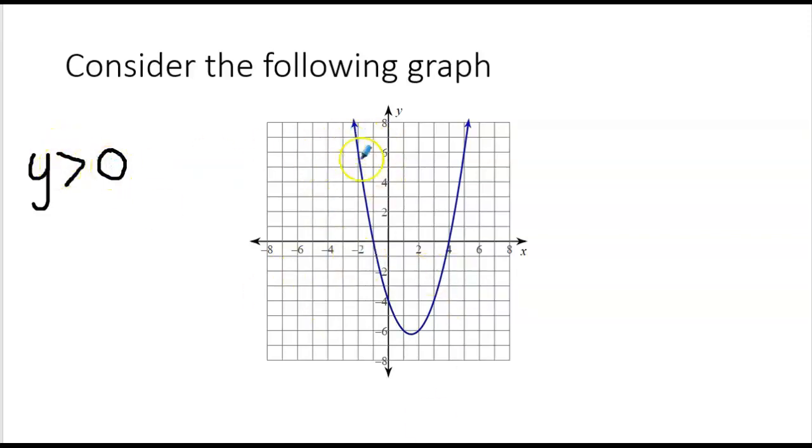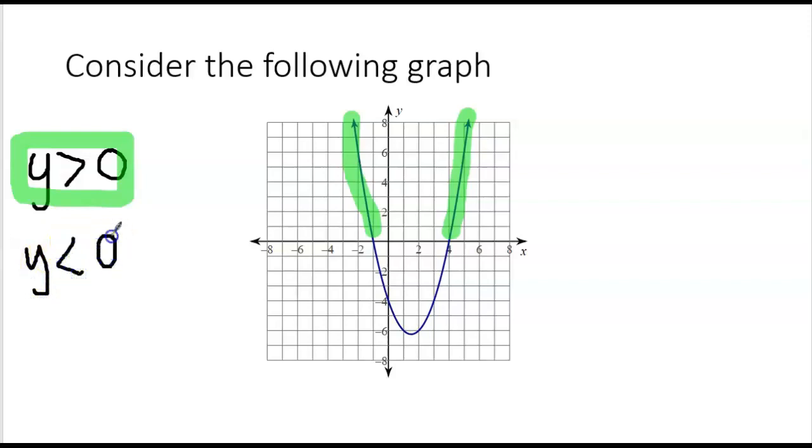Well, y is based on this vertical axis, right? Greater than 0 means positive. So all these points up here are places where y is positive. And all these points up here are places where y is positive. So I'll go ahead and highlight that in green. And so not surprisingly then, if I were to ask you guys to find me where y is less than 0, hopefully you guys would know that we would be looking at the places below the x-axis, right? And those places where y equals 0 are the places right where the graph touches the x-axis.